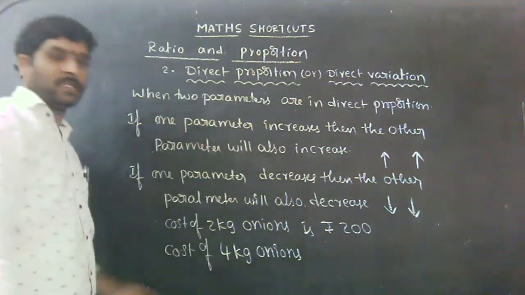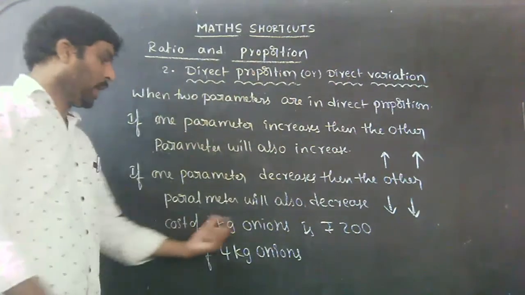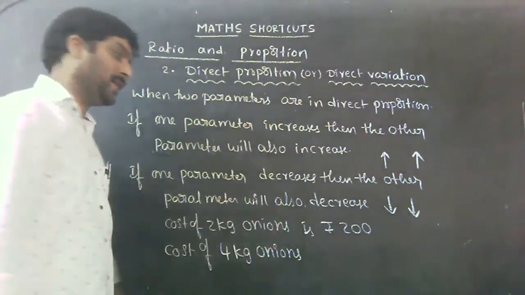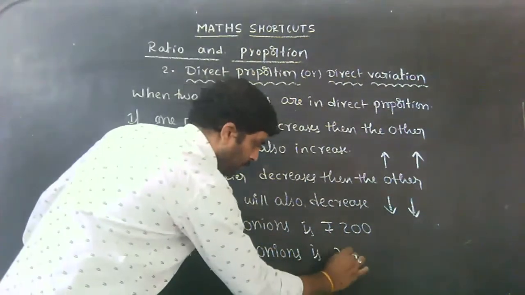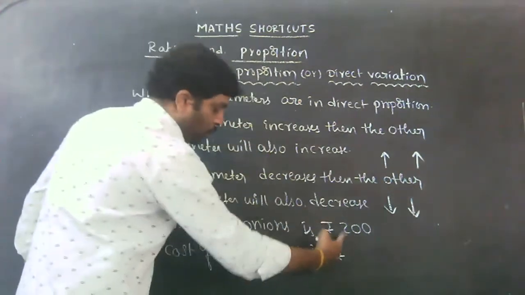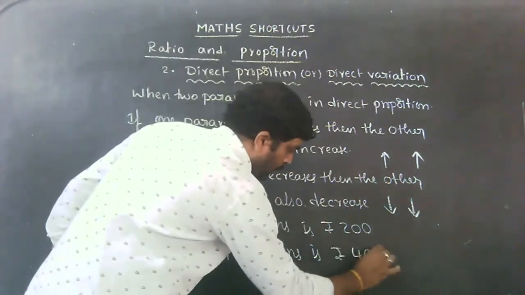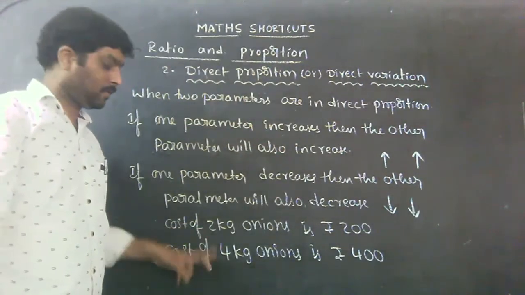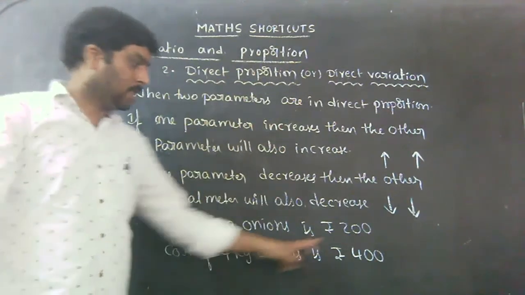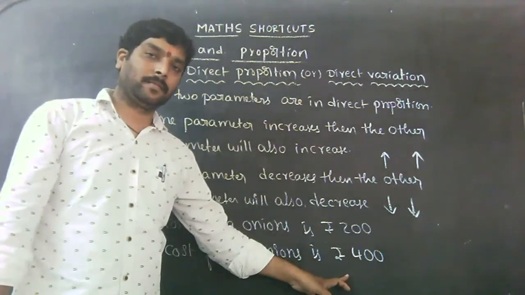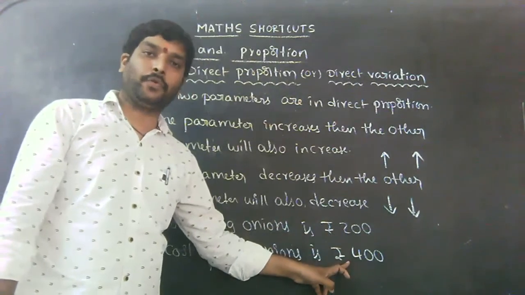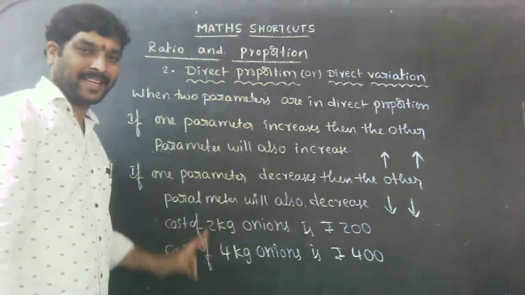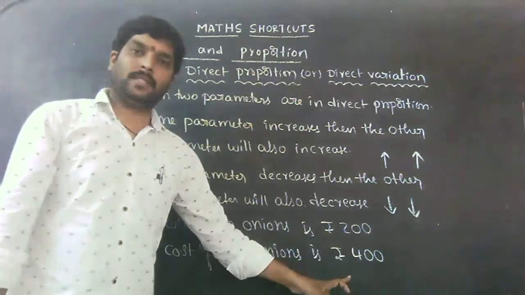It's not a subject, I'm asking just normal. 2 kg onions cost is 200 rupees. Cost of 4 kg onions is, here 2 kg 200, 4 kg 400. What do you observe here? Number of kgs are increased, 2 kgs to 4 kgs, then cost is also increased, 200 rupees to 400 rupees. When the kgs of onions increase, their cost is also increased.